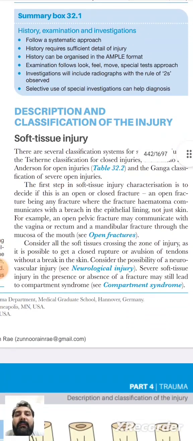So in summary, what are the important points? Follow a systematic approach. History requires sufficient detail of injury. History can be organized in the AMPLE format. Examination follows the look, feel, move, special test approach. Investigation will include radiographs with the rule of 2 observed. Selective use of special investigations can help diagnosis. Then comes the description and classification of the injury, which we will discuss in the next video.